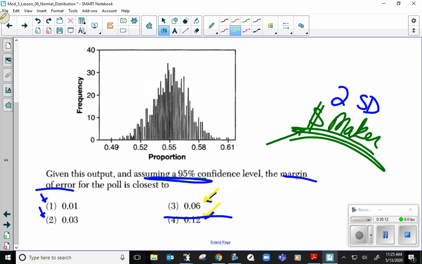If I go 0.06 this way, I get to 61. And if I go 0.6 this way, I get to 49. Again, that includes 100% of my data. That is not 95%. Can't be that one. My data is all these bars, in case you weren't catching on.